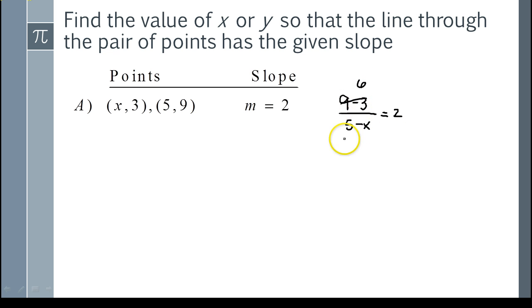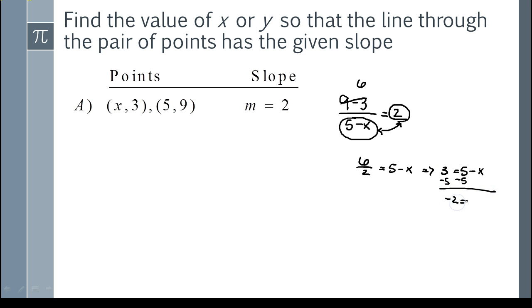I don't like the 5 minus x being in the bottom, so I'm going to do 2 steps in algebra in one by just taking these two things, the denominator and everything on the other side, and making them trade places. So now 6 over 2 is equal to 5 minus x. That gives me 3 is equal to 5 minus x. So I'm going to subtract 5 from both sides. So -2 is equal to -x, so that would mean that x has to be 2.